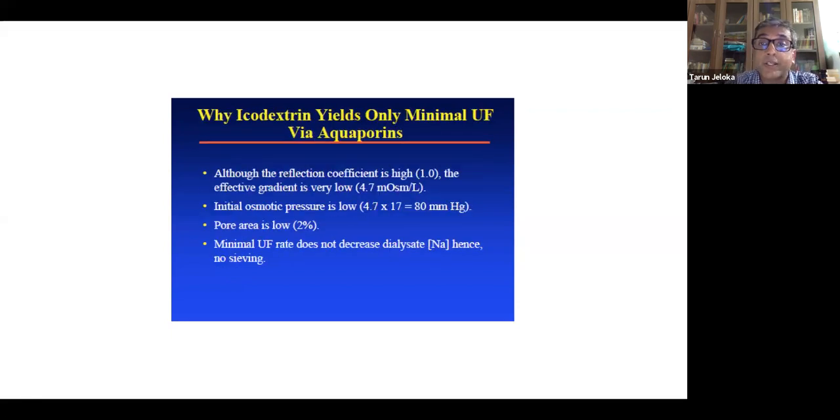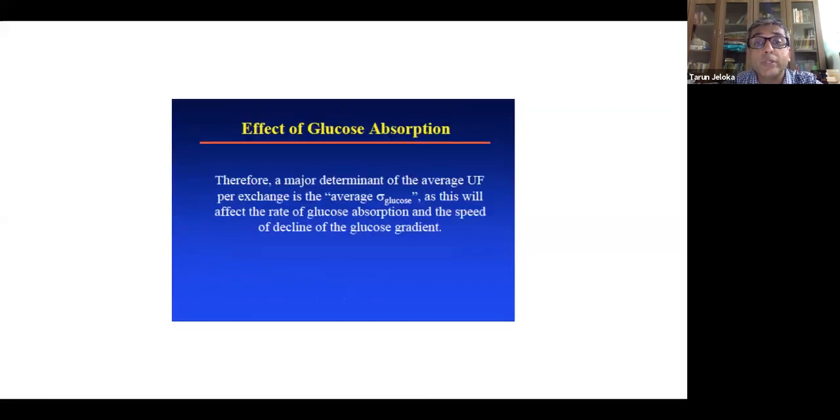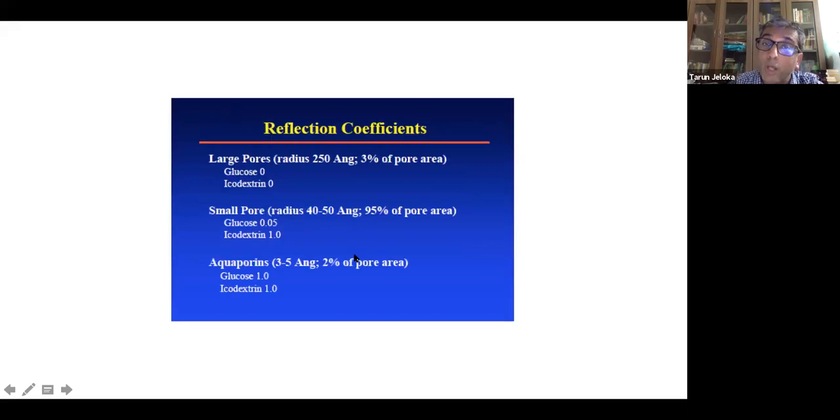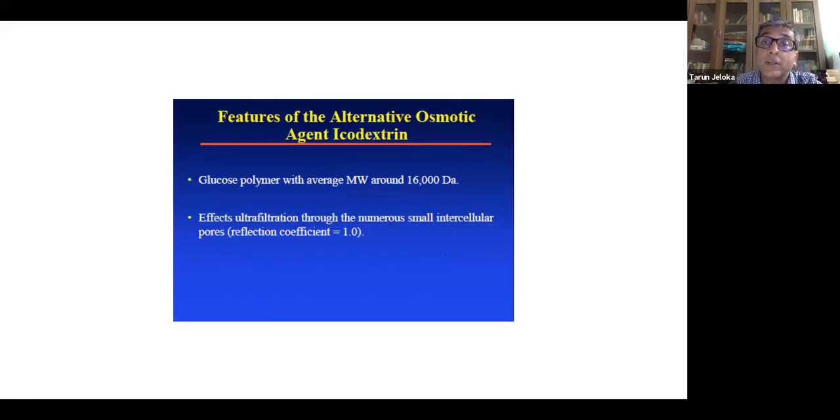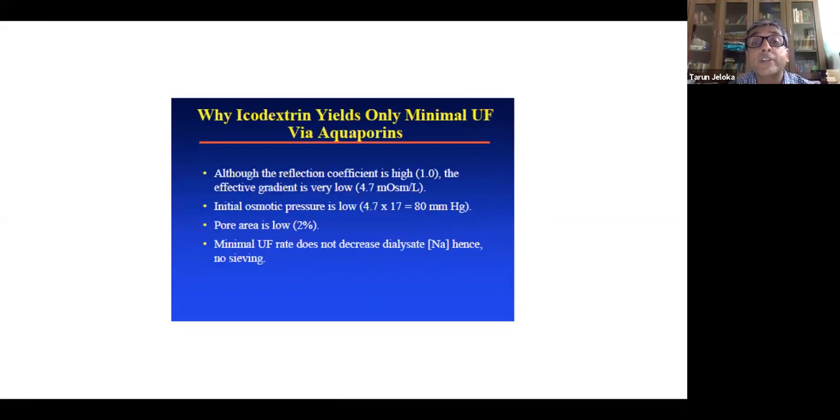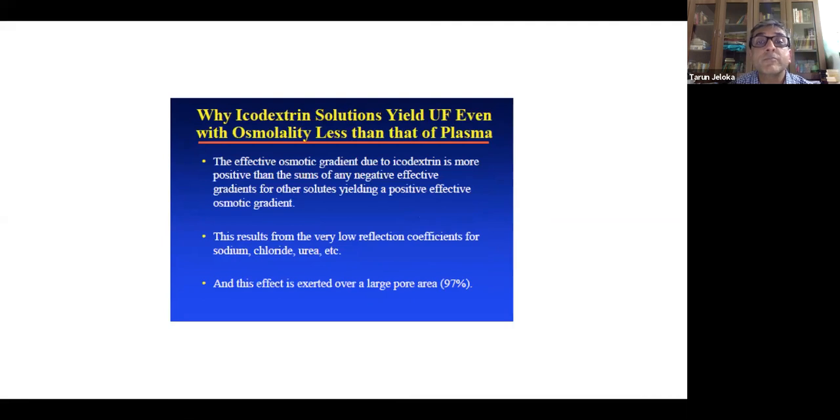You see 3,500 here and 80 here, but regarding the pore size, if you recall, I told you the determinants are gradient, reflection coefficient, and pore area also. Now in small pores, the area is 95%. And since icodextrin is not getting absorbed, it continues to have its impact for a longer period of time to draw the ultrafiltration, as compared to glucose, which gets dissipated and doesn't continue to have an osmotic effect beyond 4 to 8 hours.